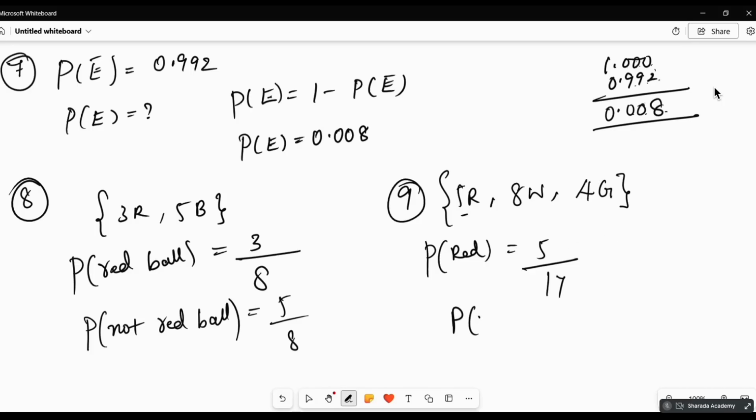So the probability of getting white is 8 by 17. And the probability of getting not green. Not green, how many do we have? 13. 13 by 17.